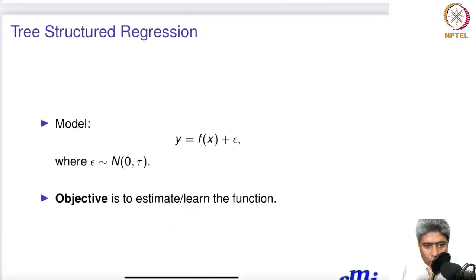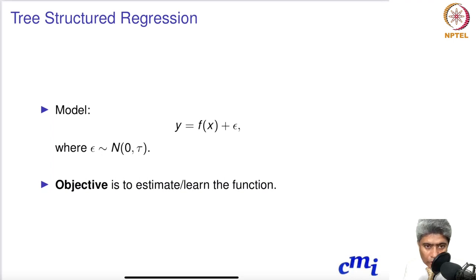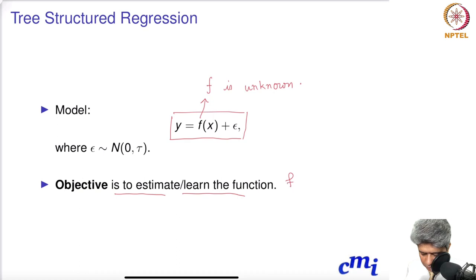In this discussion, we are going to discuss tree-structured regression. In tree-structured regression, we have y as a function of x plus epsilon, where we do not know the functional form f. This functional form f is unknown. Obviously, our objective is to estimate or learn the function f.